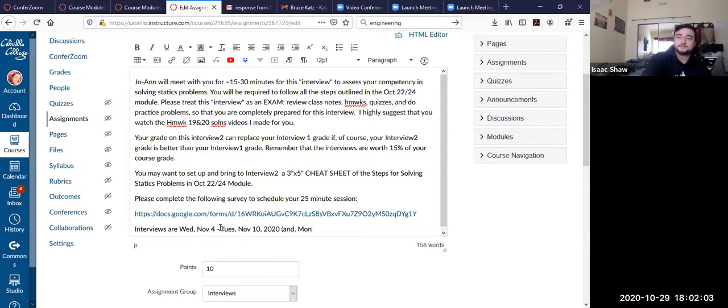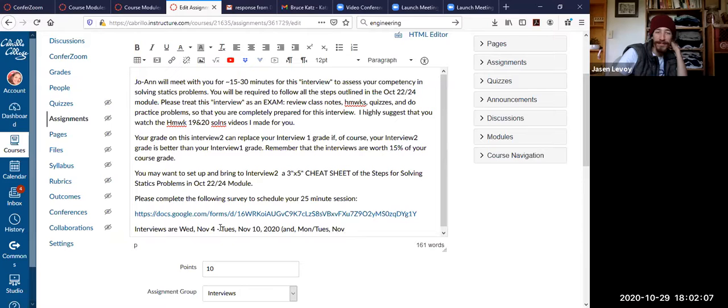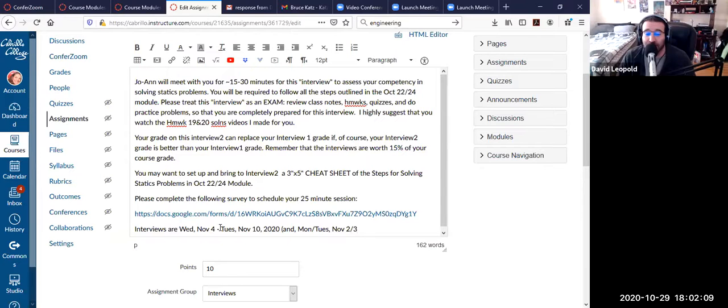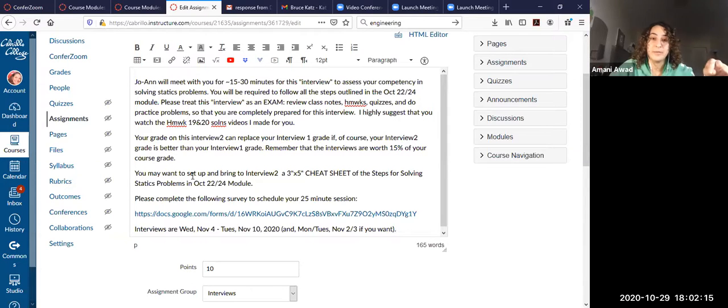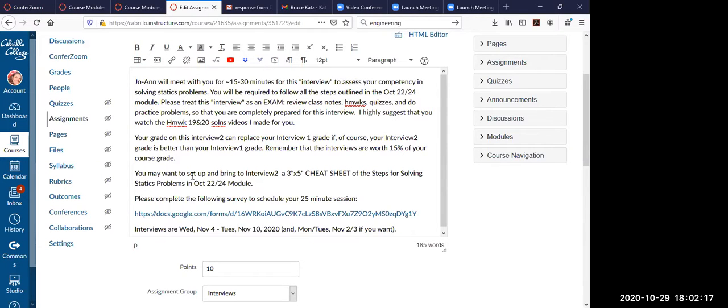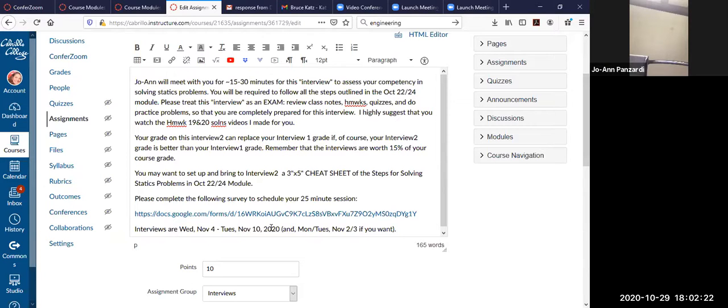Election fraud. Please. Everybody mail in your vote. Everybody mail in your ballot. Should have already done it. Isn't it busy? Drop it off. Dropping it off is better. Mail it. Drop it off. Interviews are Wednesday to Tuesday and Monday, Tuesday, if you want.